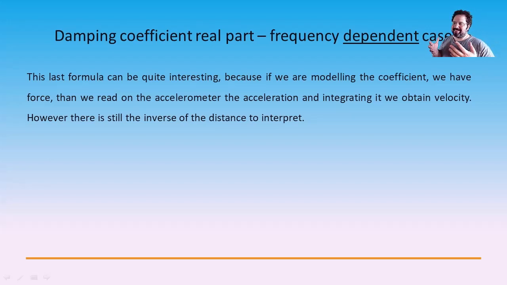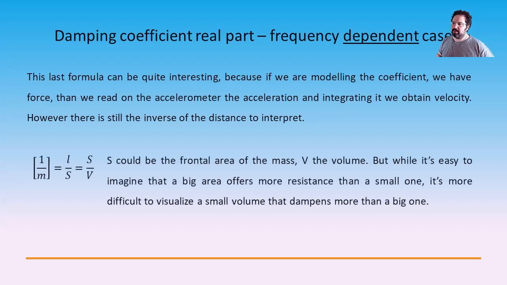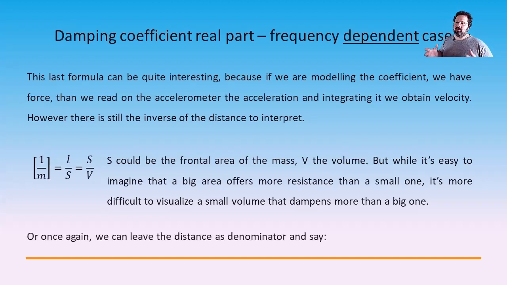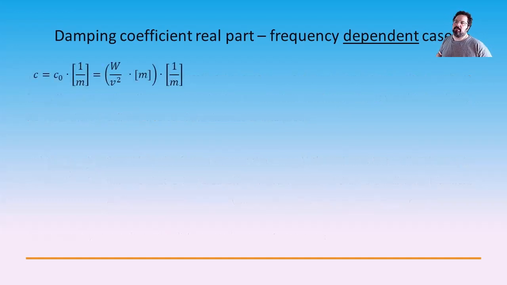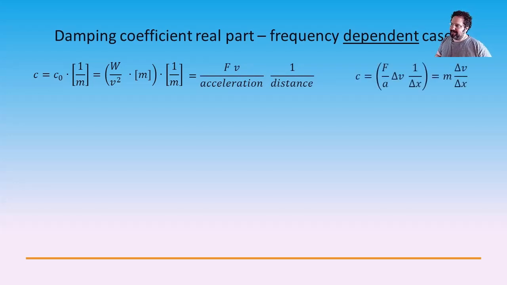However, there's still the inverse of the distance to interpret. S could be the frontal area of the mass, V the volume, but while it's easy to imagine that a big area offers more resistance than a small one, it's more difficult to visualize a small volume that dampens more than a big one. Or once again, we can leave the distance as a denominator and say C equals C0 times 1 over meter, and we end up with this formula that in the end is always the same.